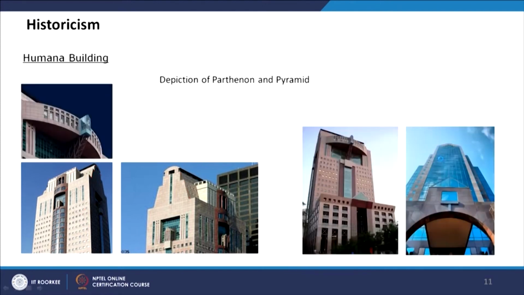Now you can see there's a depiction of the Parthenon and the pyramid, both in this particular design. So this is not taking reference from one particular historic style, which is Greek style. This is also taking inspiration from Egyptian pyramids. And the way they have changed the pyramids' and the Parthenon's volume is also quite different, and also has a sense of mimicry in it.